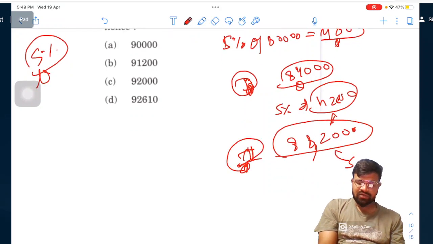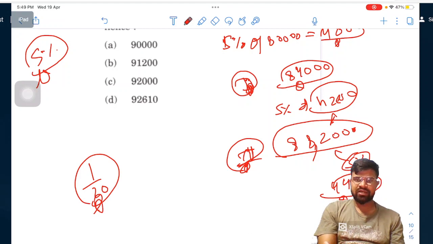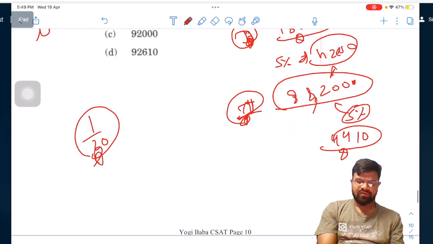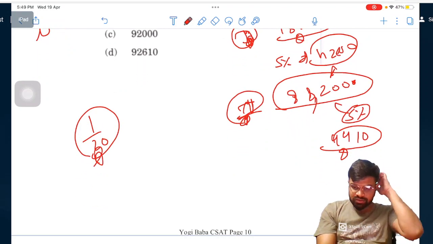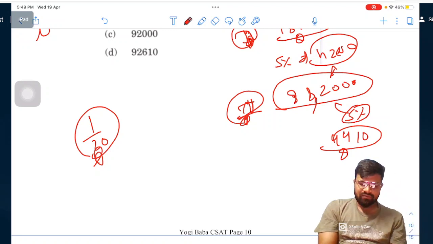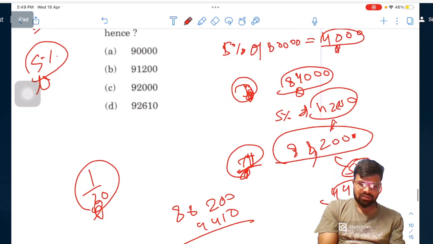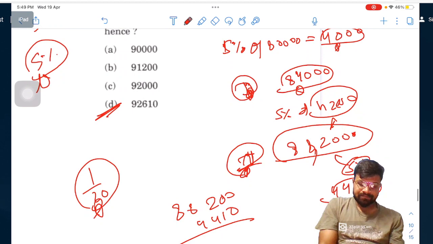Now 5% of this will be 4,410. See, 5% is nothing but 1 by 20. If you are wondering how I'm doing this, 5% is nothing but 1 by 20, so I will just divide it by 20. So 4,410. Now add 88,200 to 4,410, and you will get the answer as 92,610.